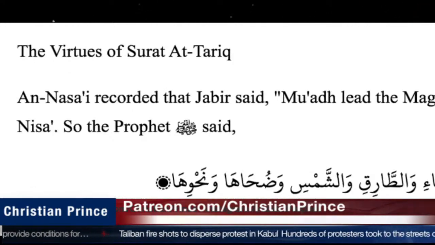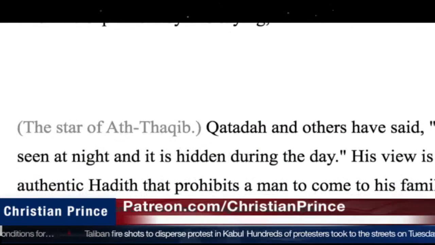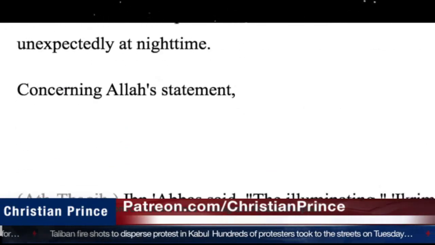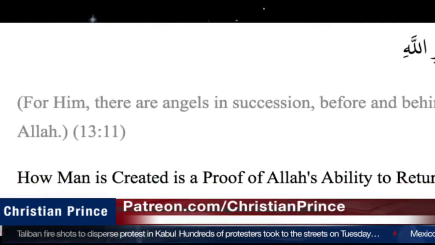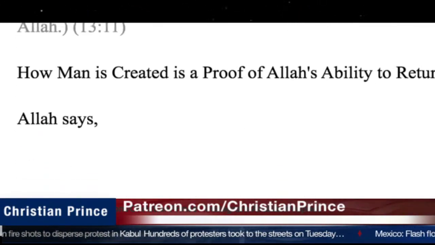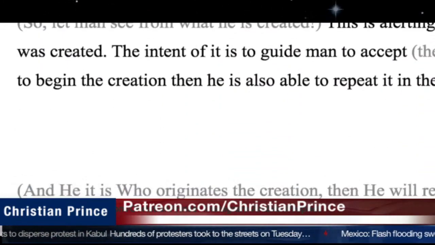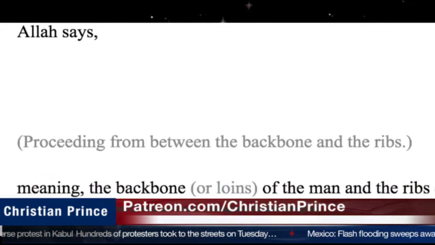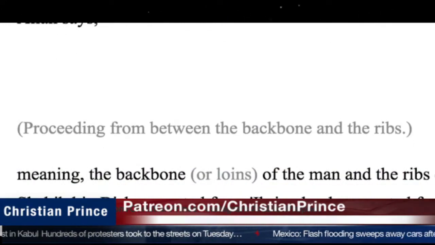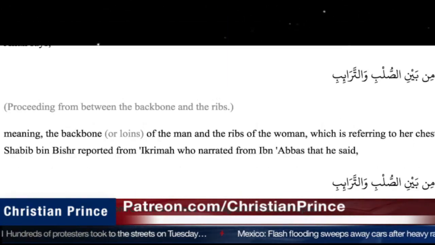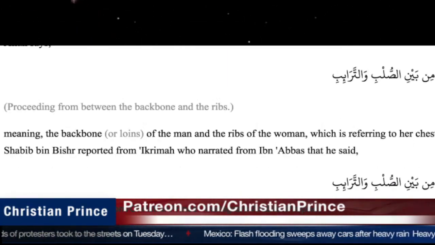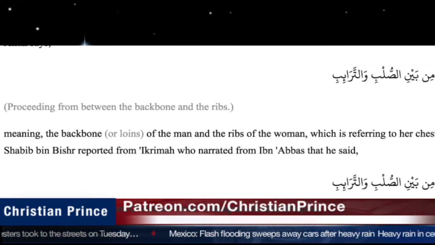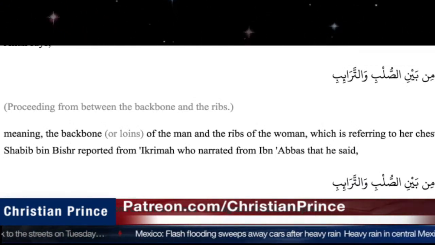says that the sperm of the man is coming from the backbone of the man, and women have a sperm coming from her ribs? How can we believe in such a thing? Women have sperm coming from the ribs. Yes, her ribs. So it says nutfatan min the ribs. Exactly.